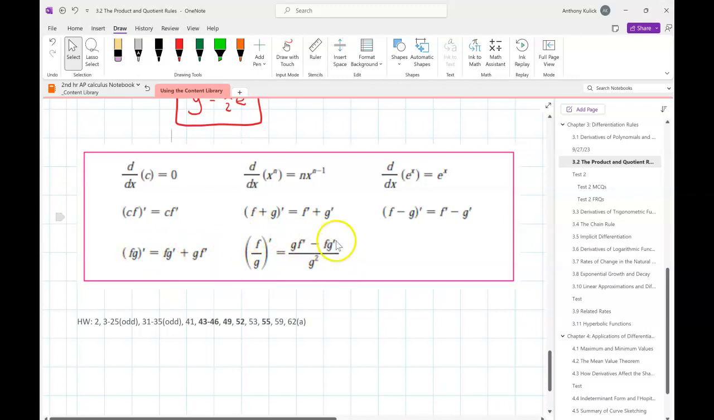Should you have these memorized? Yes. Would I ask you to write them down on the test? No. Do you need to be able to use them fluently? Yes. So you just need to have them memorized well enough to where you can use them effectively.